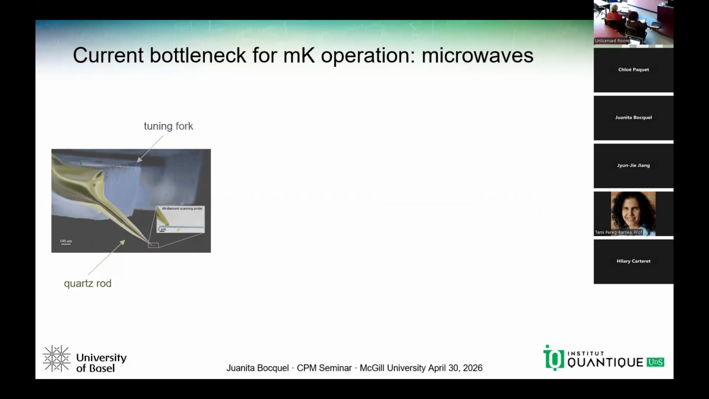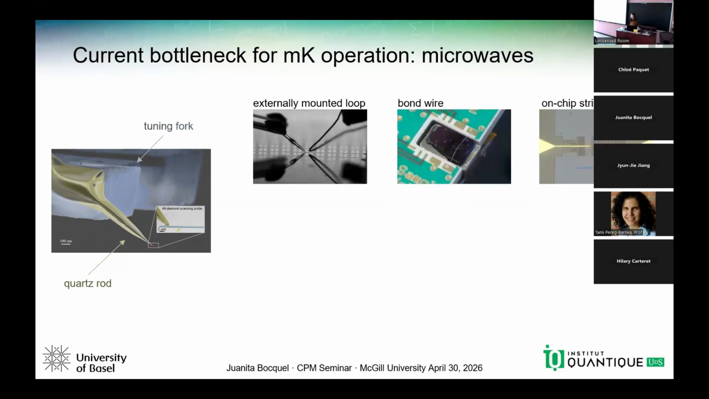The question is, where is the microwave delivery coming from? There are different approaches. You have externally mounted wires that are rolled as close as possible to the scanning probe. You have bond wires across the sample. We bring the particles in proximity, or you have on-chip strip lines for it.